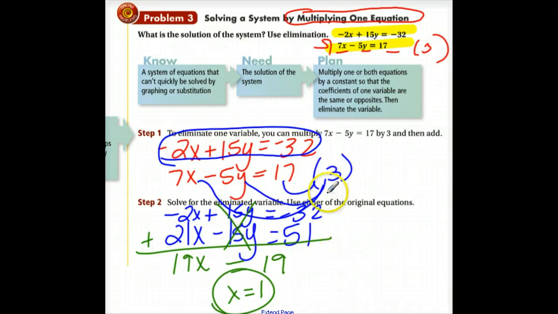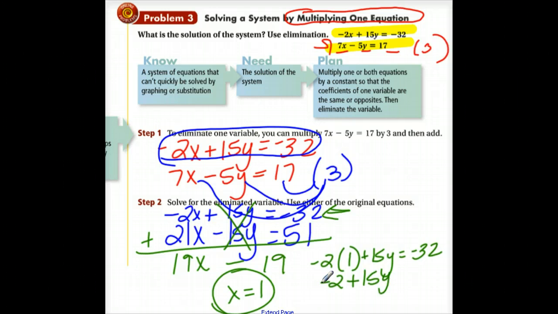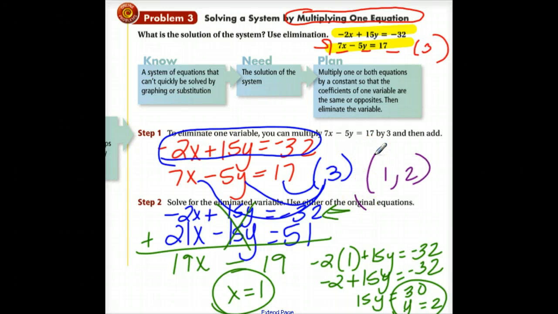I will choose, doesn't really matter, I'll choose this first one up here. Negative 2 times my x value of 1 plus 15y equals negative 32. Simplify. Add my 2. Y equals 2. The solution to this system is 1, 2.